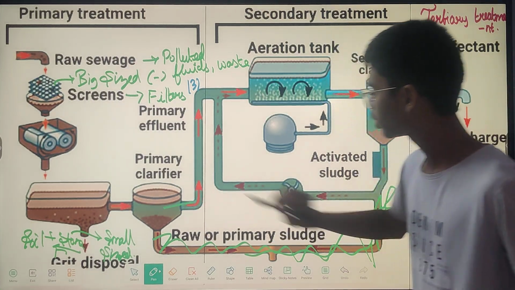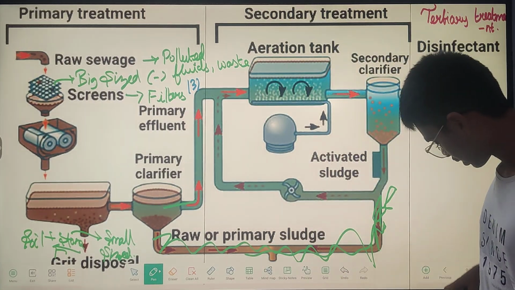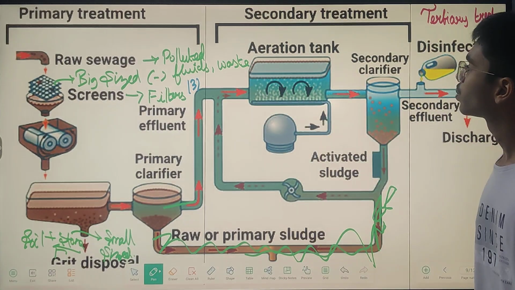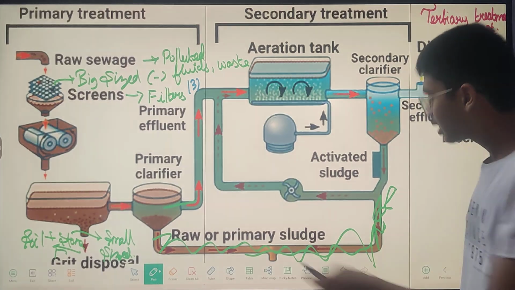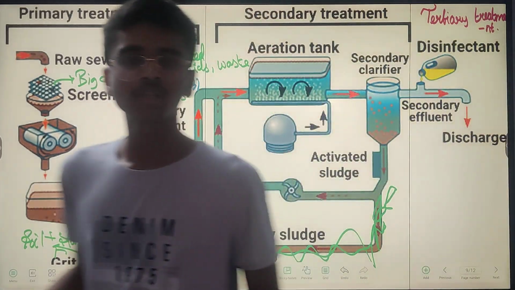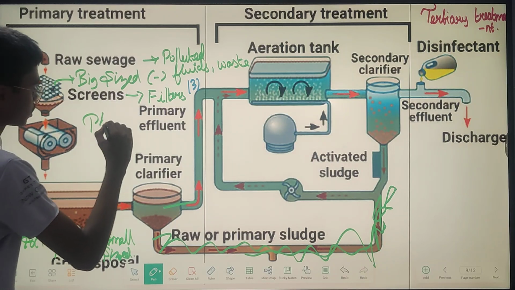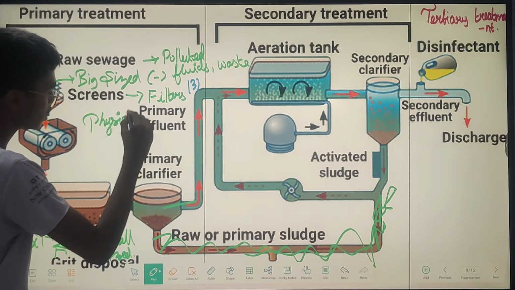So this water is going to go like this, and it will be over here, where this is what is known as the aeration tank. Here what you have done is this is what is known as primary treatment, and every process that you have done over here is a physical process.